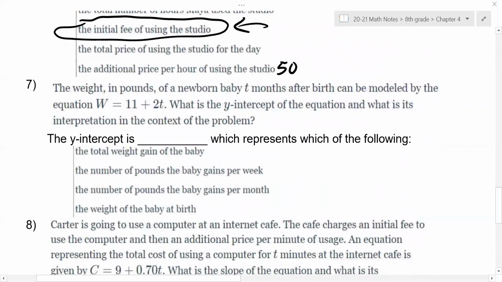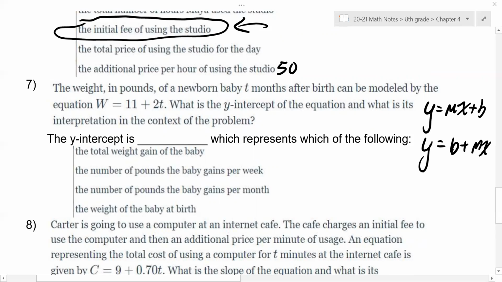The weight in pounds of a newborn baby T months after the birth can be modeled by the equation W equals 11 plus 2T. Now this is a little bit different of an order. They're having y equals mx plus b, but you can also do, because of the additive property, b plus mx.